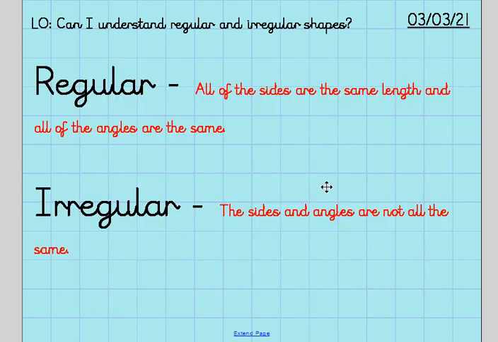I want to see a definition. I want to see these definitions written out today, and then your sorting activities, introduction to regular and irregular shapes.